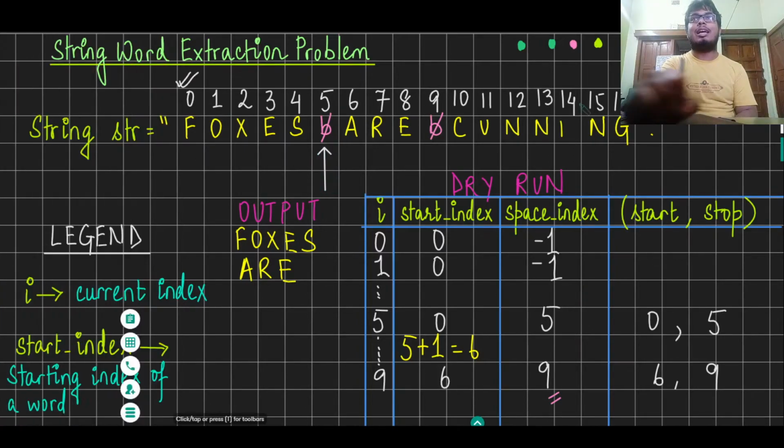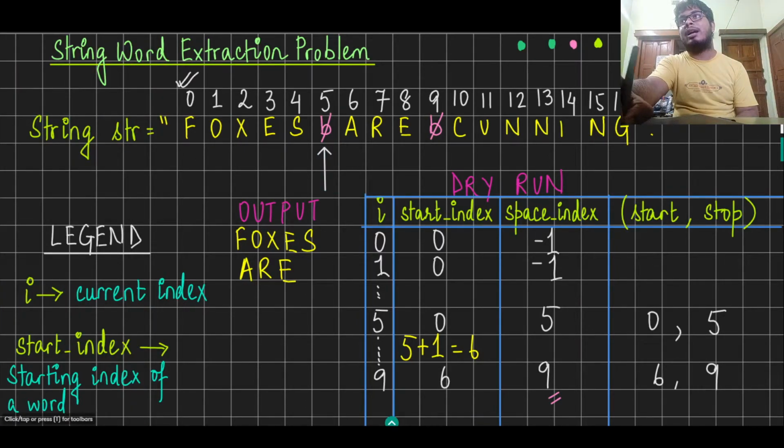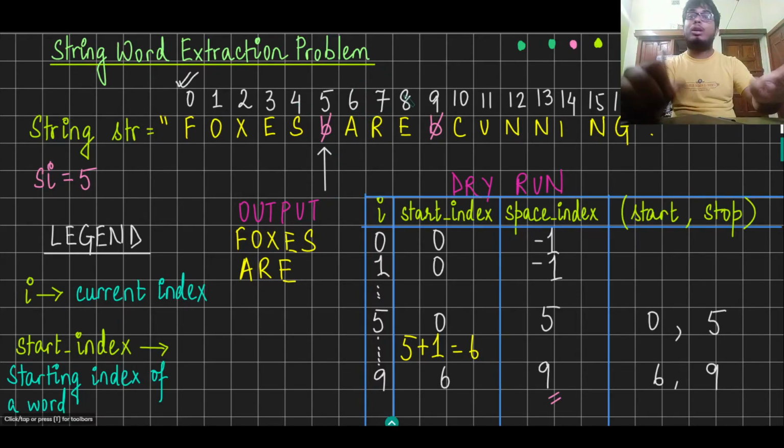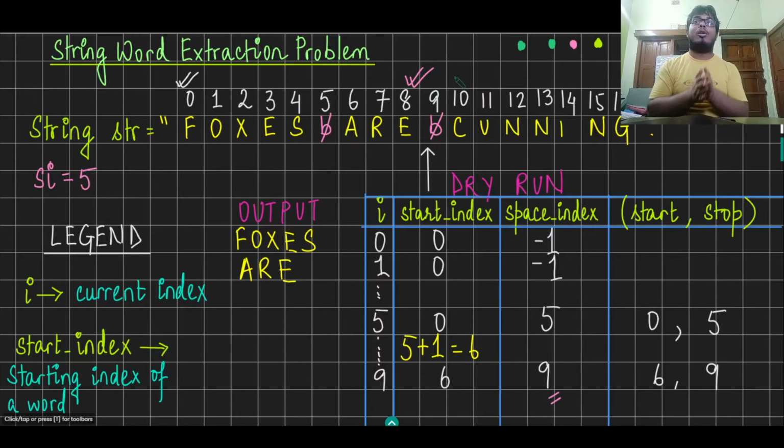So here the space index, SI, was 5. Now from this space index, it's clear that the word foxes ends at the index 4, and the word are starts from the index 6. But we don't yet know where the word are ends. So for that, we need to search for a space. And when we arrive at a space, then only can we tell that are ends at the index 8. So therefore, we require a space to extract the words.